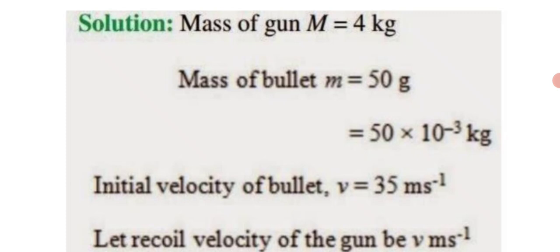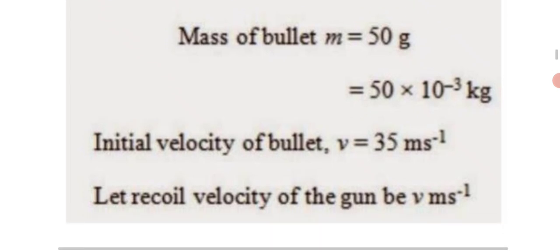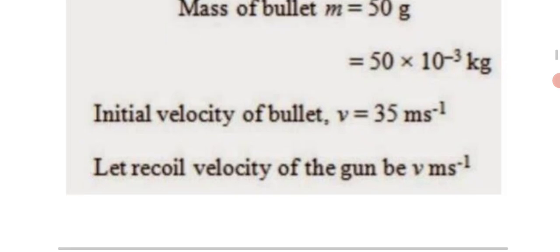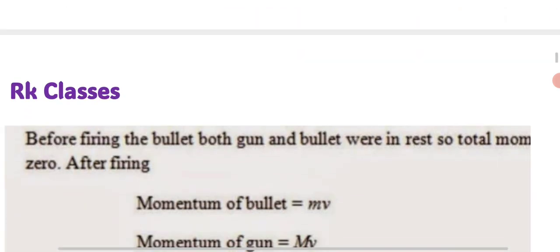Mass of gun, capital M, is equal to 4 kg. Mass of bullet, small m, is equal to 50 gram. 50 gram is converted into SI units, kg: 50 into 10 to the minus 3 kg. Initial velocity of bullet, small v, is equal to 35 meter per second. Let the recoil velocity of the gun be capital V meter per second.